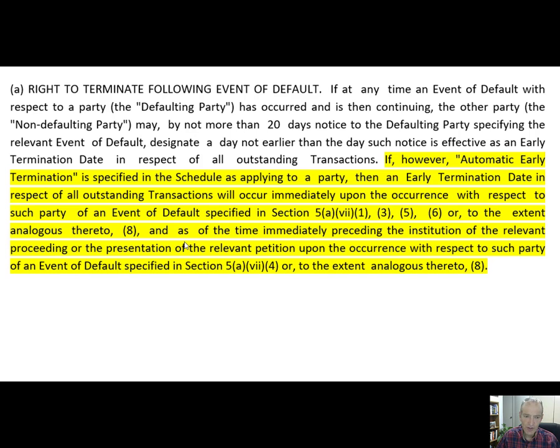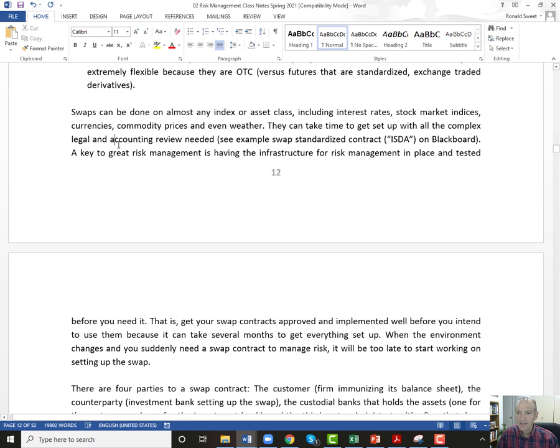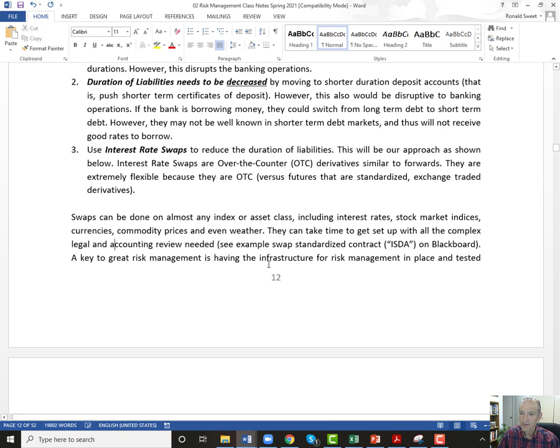And the lawyers assured me that yes, that will happen. But these are complex, so make sure to give yourself time to review these contracts. So that is a key risk of this contract, is the infrastructure.